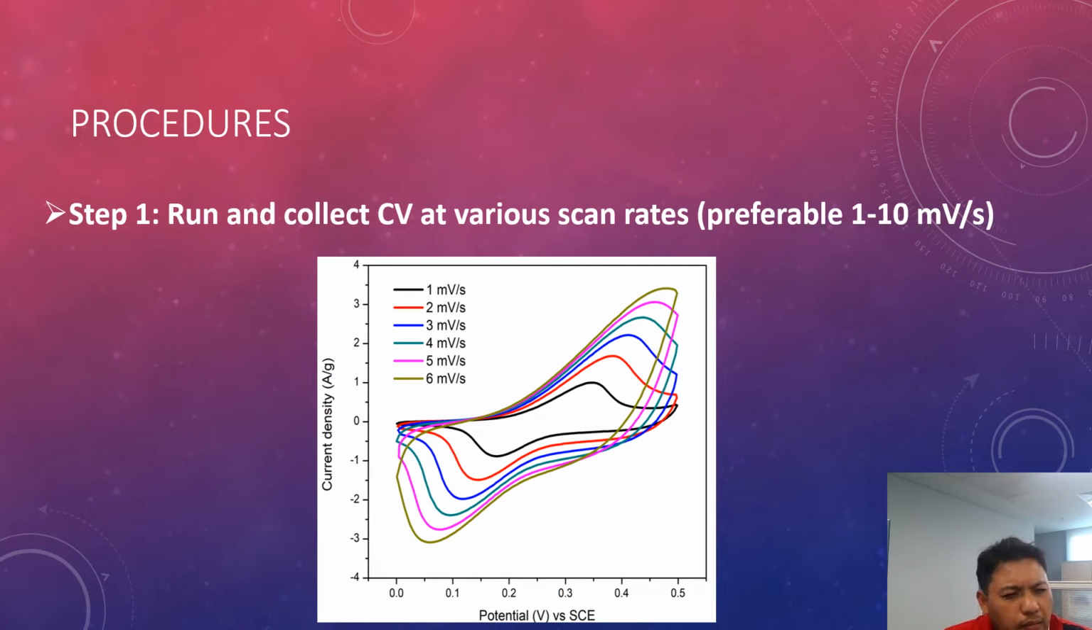Okay, let's look at the procedure one by one. Step 1, run and collect cyclic voltammetry at various scan rates. It's preferable to run at a low scan rate, for example 1 to 10 millivolt per second. In this case, I ran from 1 to 6 millivolt per second. Make sure your CV has redox peaks. If there are no redox peaks, better proceed with the Trasatti method rather than the Dunn method.